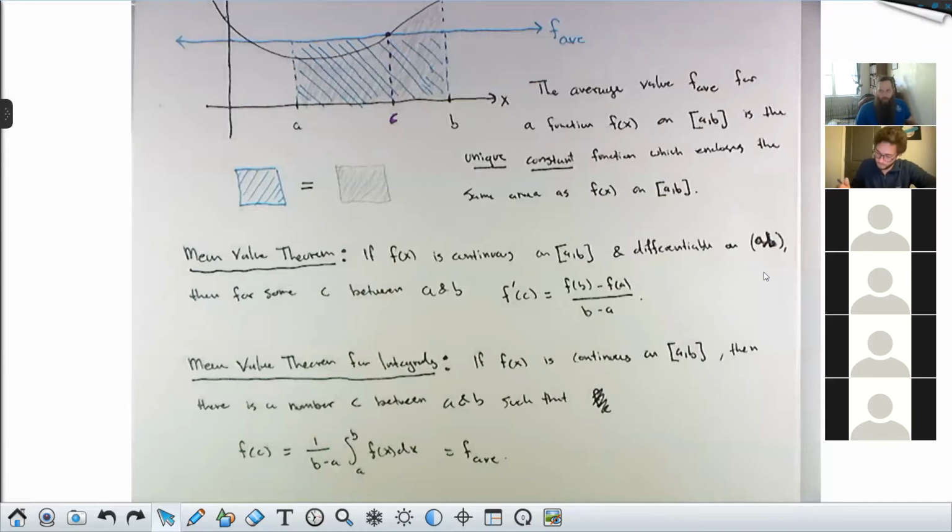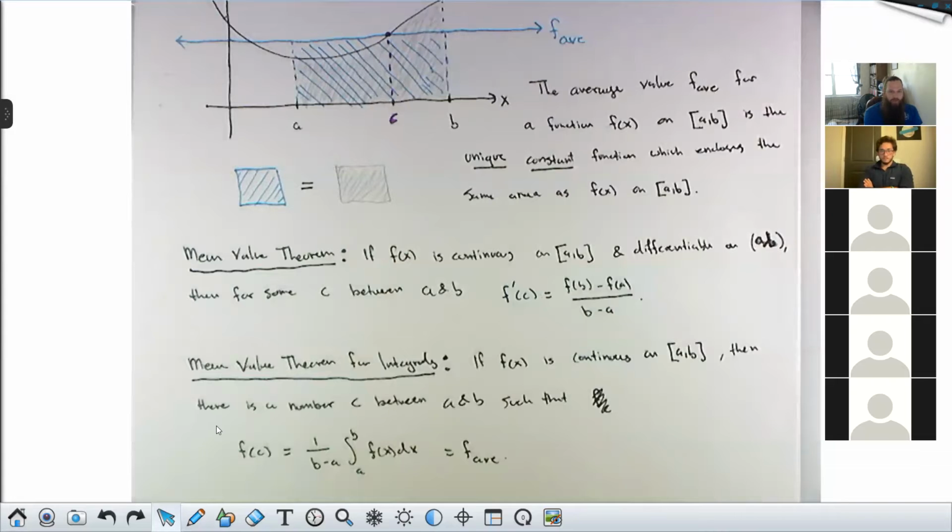Thank you. So if you're continuous on the closed interval and differentiable on the open interval, then somewhere in between, you have a tangent line that's parallel to your secant line. That's what this is, right? This is the slope of the tangent line at c, and this is the slope of the secant line from a to b.